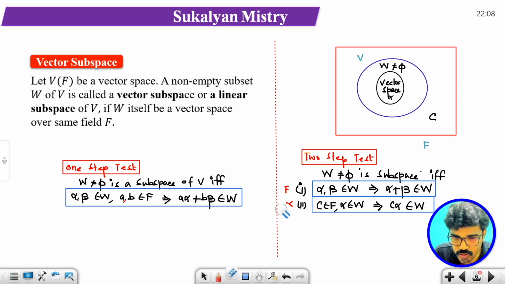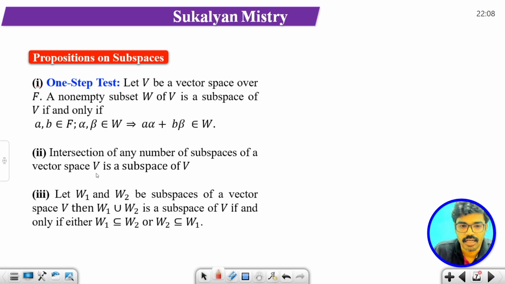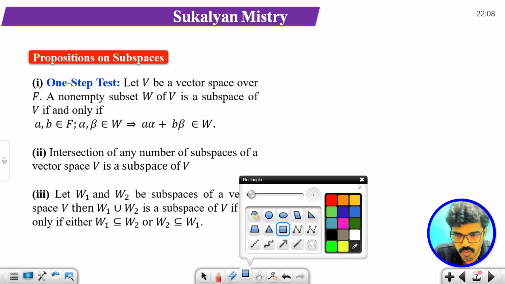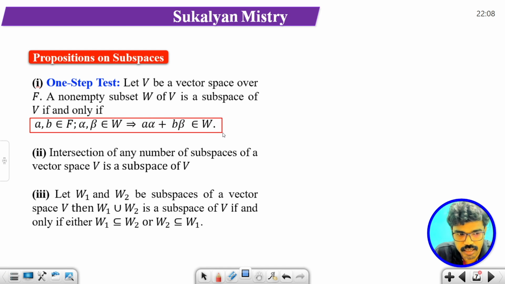We solve all problems with the help of one step test. That is, we consider two elements from the field, alpha and beta, and we consider two elements from the non-empty set, that is W. If we see a alpha plus b beta belongs to W, then W is itself a subspace. W is itself a vector space, and we conclude that W is a subspace of V. Okay, ঠিক আছে? That I already discussed, one step test, right?